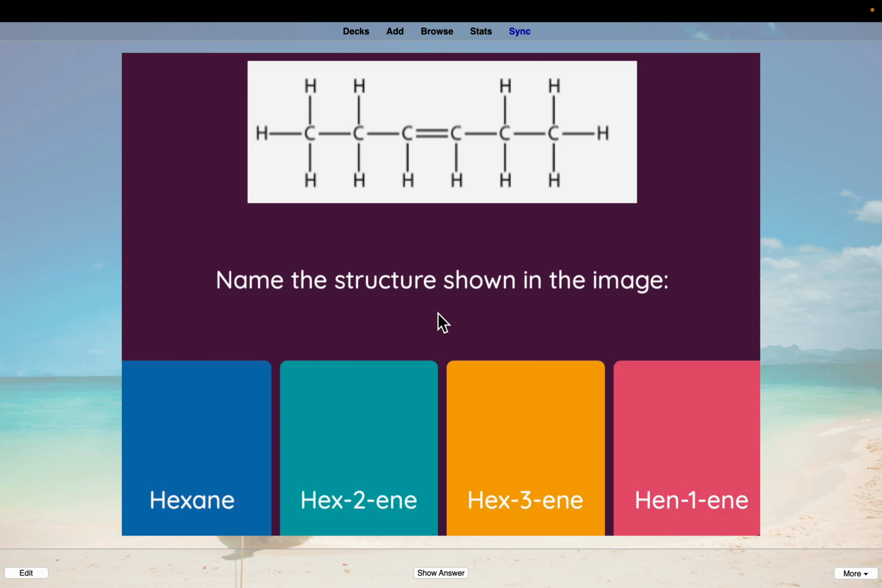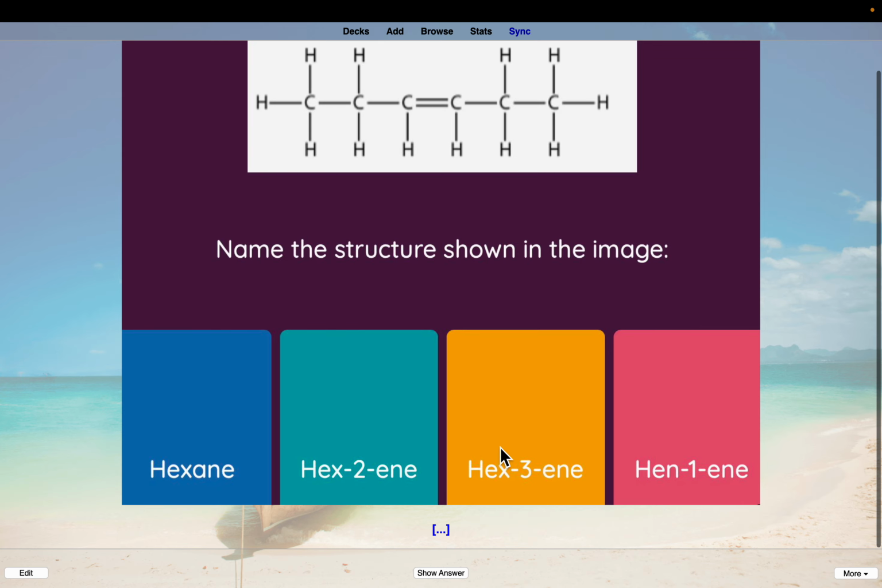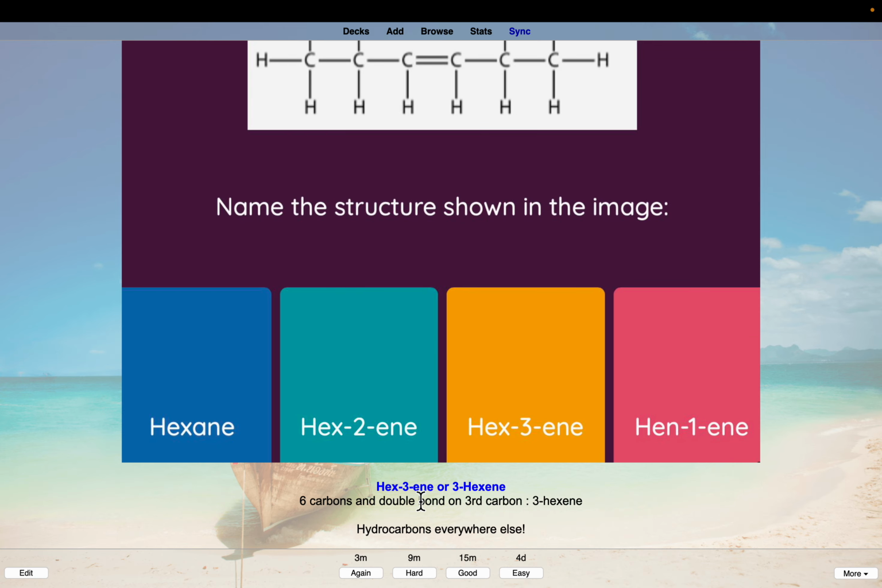Name the structure shown in the image. So, where do we start counting? From the left, from the right. I think the figure is also symmetrical, so counting from which side wouldn't really matter. But definitely in the 3rd carbon, that's where we meet the double bond. So hex 3-ene. The yellow choice is the correct answer. Hex 3-ene or 3-hexene. 6 carbons and a double bond on the 3rd carbon, 3-hexene.